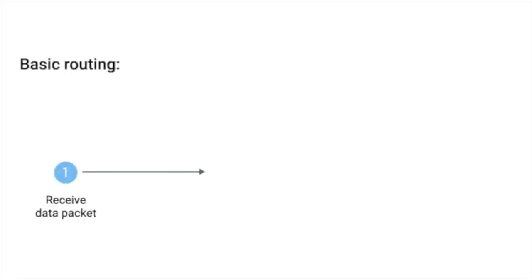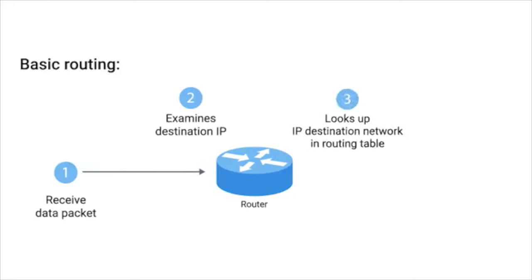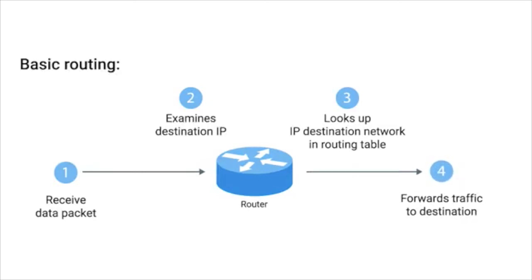1. A router receives a packet of data on one of its interfaces. 2. The router examines the destination IP of this packet. 3. The router then looks up the destination network of this IP in its routing table. 4. The router forwards that out through the interface that's closest to the remote network, as determined by additional info within the routing table. These steps are repeated as often as needed until the traffic reaches its destination.